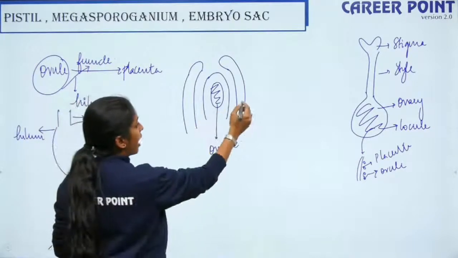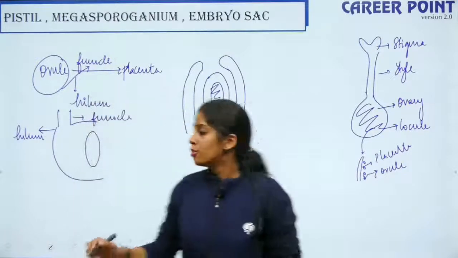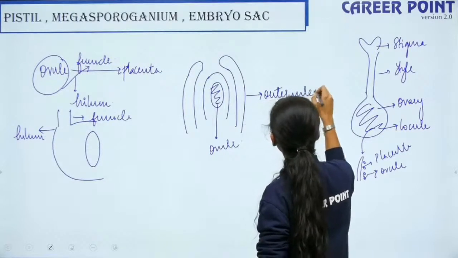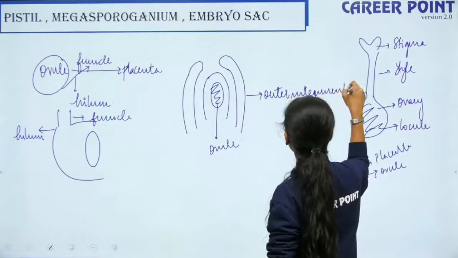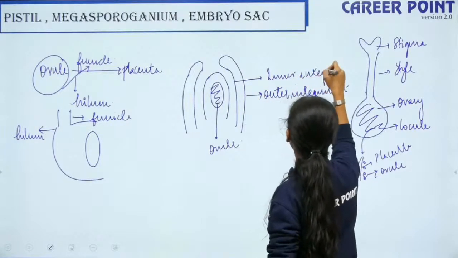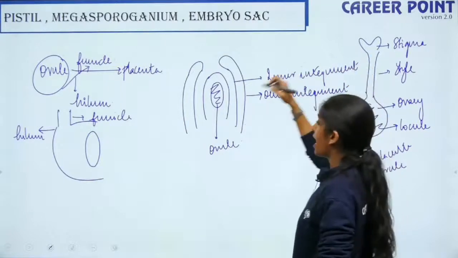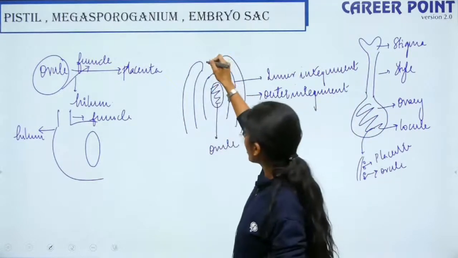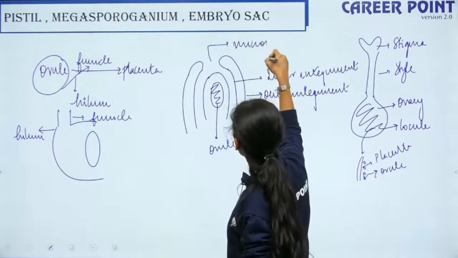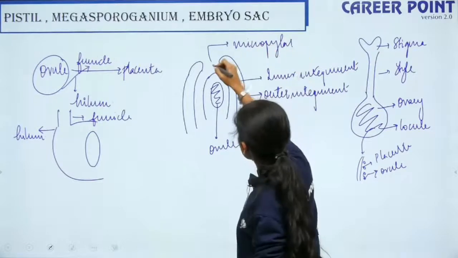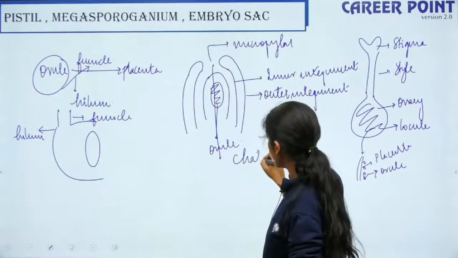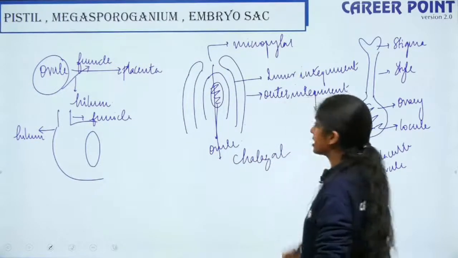So the ovule is surrounded by one or two outer envelopes. This outer envelope is known as the outer integument, and this one is known as the inner integument. The integument surrounds the ovule at all portions except at one point, so here it is not covered. This opening is called the micropylar end. Exactly opposite to the micropylar end, this end is called the chalazial end. This is the basal portion.